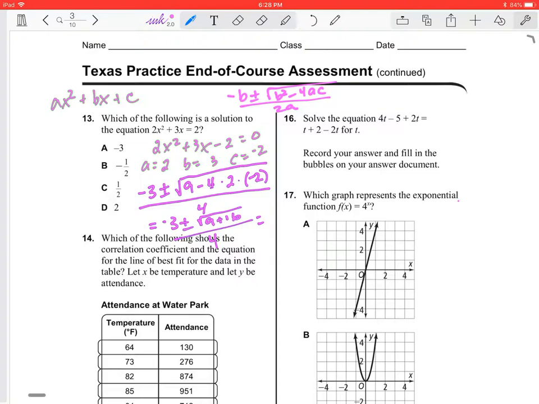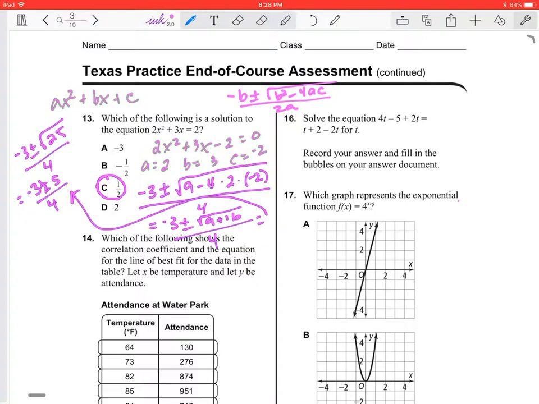Let me write it over here so I have room. So it's going to give me negative 3 plus or minus the square root of 9 plus 16, which is 25, over 4. We know that the square root of 25 is 5. So this is equal to negative 3 plus or minus 5, divided by 4. Negative 3 plus 5 divided by 4 gives me 1/2. Look at that, that's my answer choice right there. I don't even have to do the other answer.